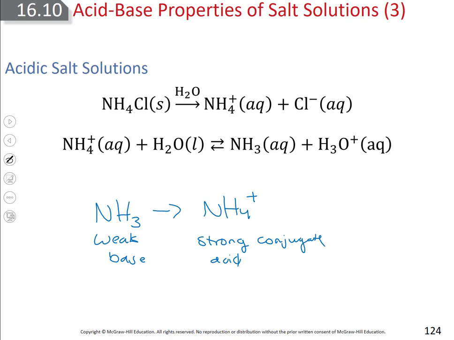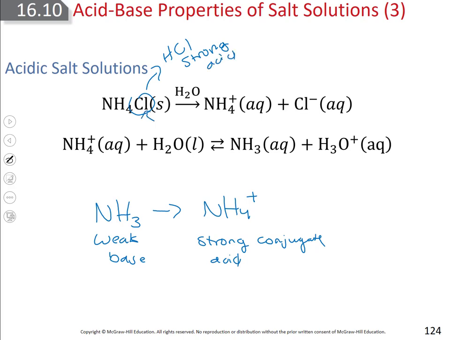So if I had ammonium chloride, do I care about chloride or not in this equation? No. Why not? Chloride is the conjugate of what acid? If fluoride was the conjugate of hydrofluoric acid, what is chloride the conjugate of? Hydrochloric acid. What's the formula for hydrochloric acid? HCl. HCl, strong acid or weak acid? Strong acid. That's a strong acid.